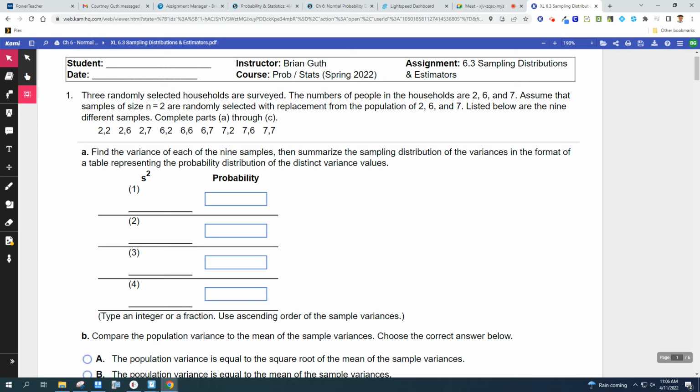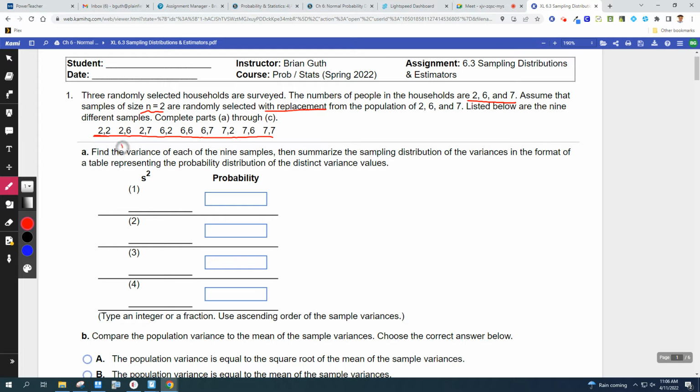So problem number one, they're selecting 3 households. They've got either 2, 6, or 7 people in them, and they're taking a sample of 2 people. And so with replacement means you can pick that same number twice, and that's how they get this 2 and 2. So here's what they've got, the different possible ways of picking 2 of those numbers with replacement. Notice there are 9 total possibilities. That number 9 will come into play here in a bit, okay?